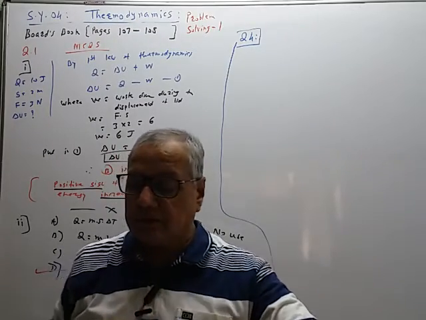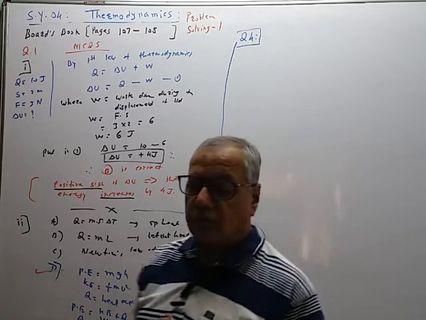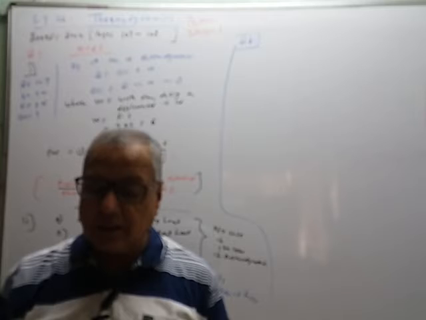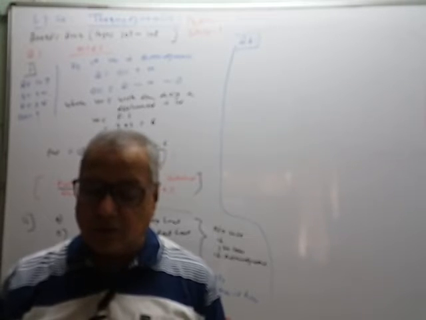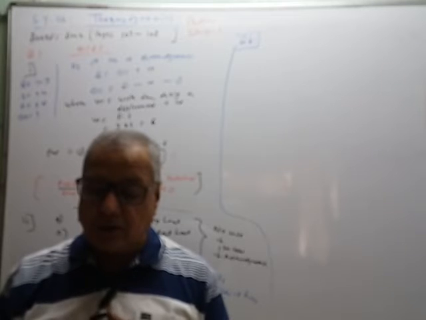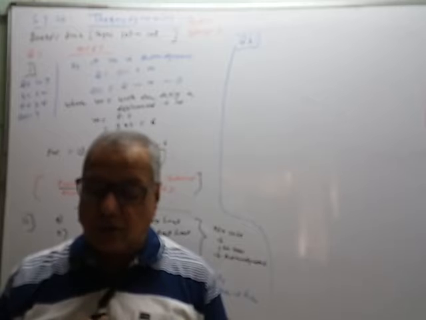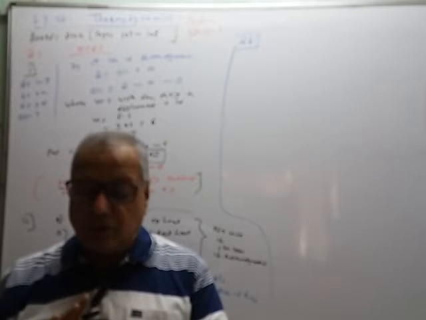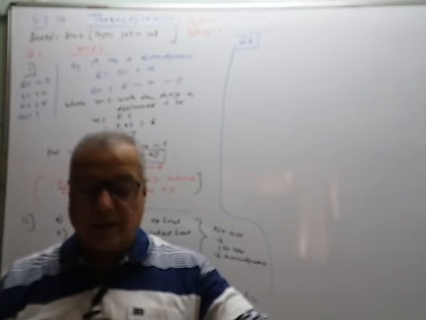Let us see this next question 4. Numerical problem. Question number 4. A gas contained in a cylinder fitted with a frictionless piston expands against a constant pressure of 1 atmosphere from a volume of 5 liter to a volume of 10 liter. In doing so, it absorbs 400 joule of thermal energy from its surroundings. Determine the change in the internal energy.